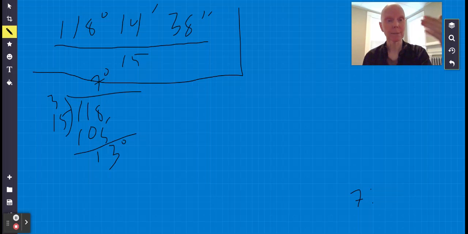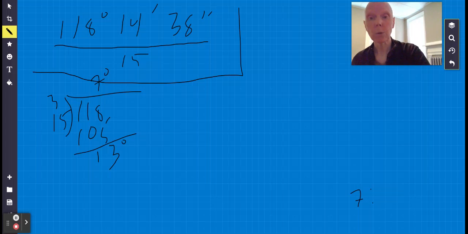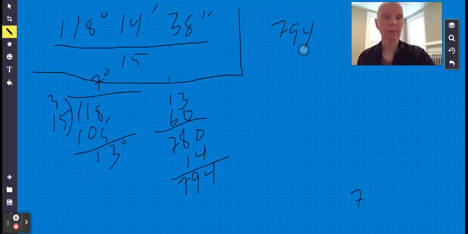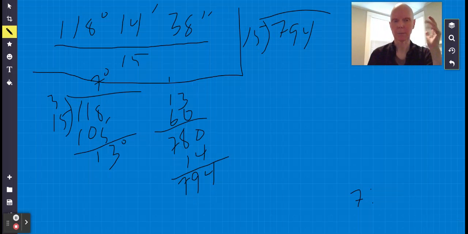How do we do that? We multiply by 60. There are 60 minutes in an hour. So 13 times 60: 0, 18, 6 times 3 is 18, 6 times 1 is 6, plus 1 is 7. So we have 780 minutes left over. We want to add the 14 to that to get the total minutes. So we have 794. Now we're going to divide 794 by 15 to get, in this case, I guess, a minute equivalent. There's something math-wise that's not making sense to me, but that's okay. We'll just go with it.